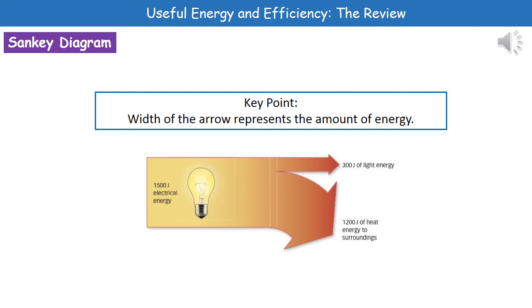So what we can see in the diagram at the bottom there is we're starting off with 1,500 joules of electrical energy in our light bulb, and that's going to be converted into 300 joules of light energy and 1,200 joules of energy being changed to heat. So what we find there is that the useful energy, because it's a light bulb, is the light energy. The wasted energy is going to be the heat.